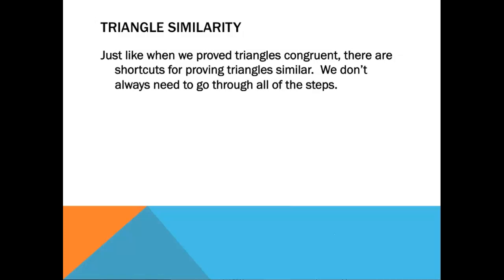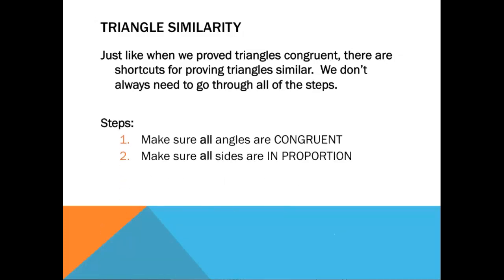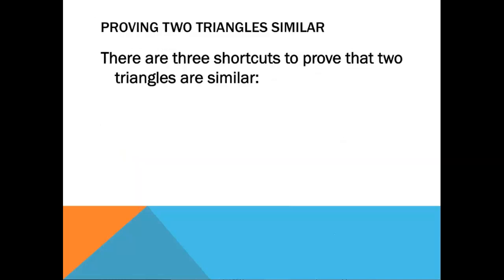So just like when we prove triangles congruent, there are shortcuts for proving triangles similar. We don't always need to go through all of the steps. All of the steps would mean make sure that all angles are congruent and make sure that all sides are in proportion. Now, if you're trying to prove that two triangles are similar and you want to use a shortcut, there are 3 of them. The first one is angle-angle. Second one, side-side-side. And the third one, side-angle-side.